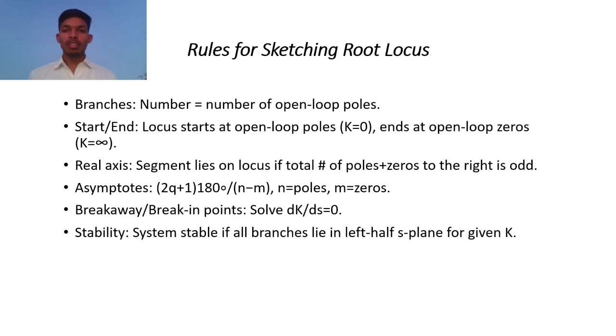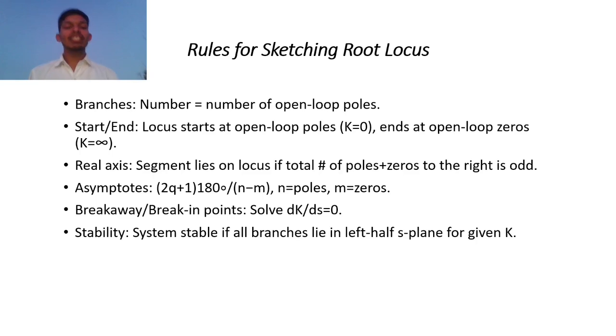Rules for sketching root locus. The number of branches is equal to the number of open loop poles. The locus starts at open loop poles, where K is equal to 0, and ends at the open loop zeros, where K is equal to infinity. It starts from 0 and ends at infinity.